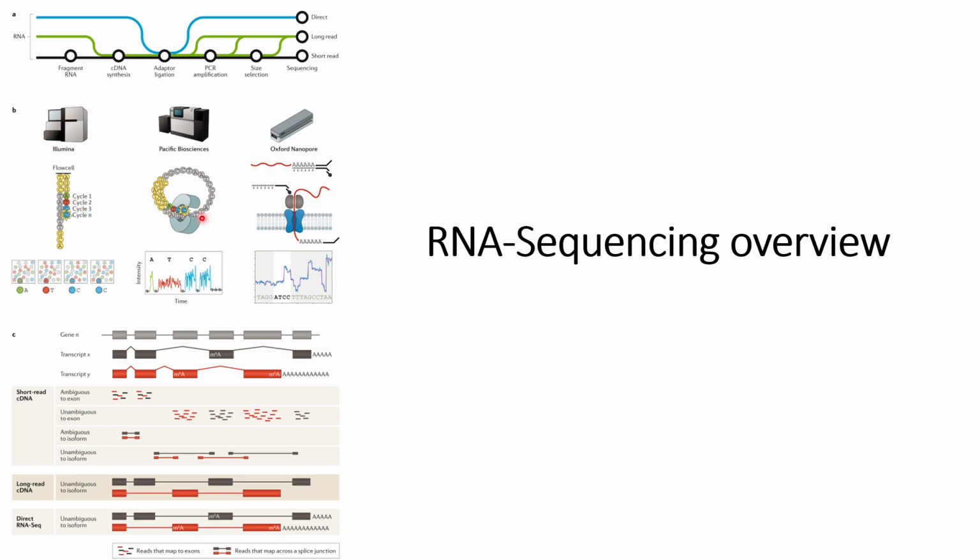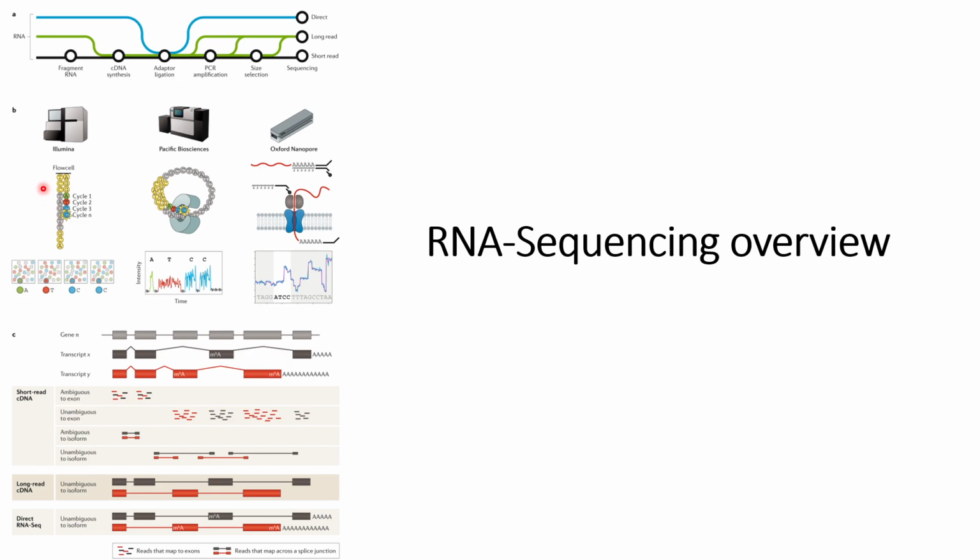Here we will discuss the different sequencing methods that are available. The first one, and the most popular one, is the Illumina method. It can work on both RNA and DNA. Here it is shown for the DNA.